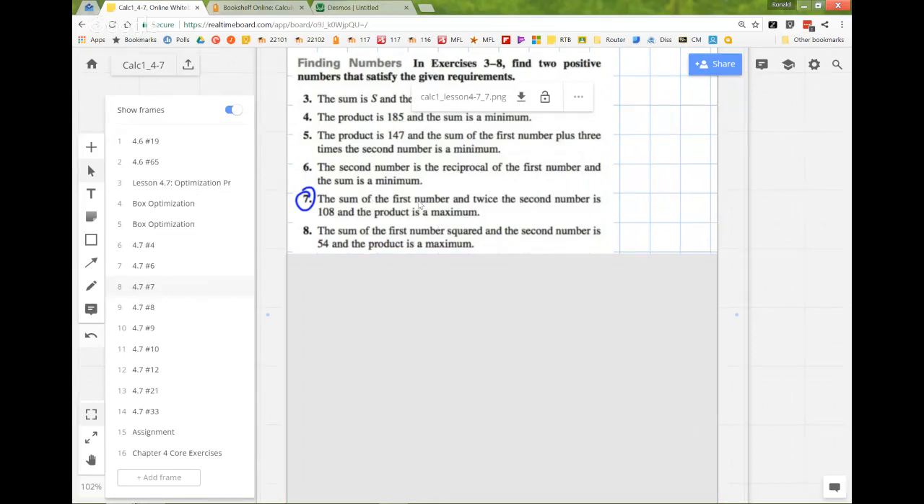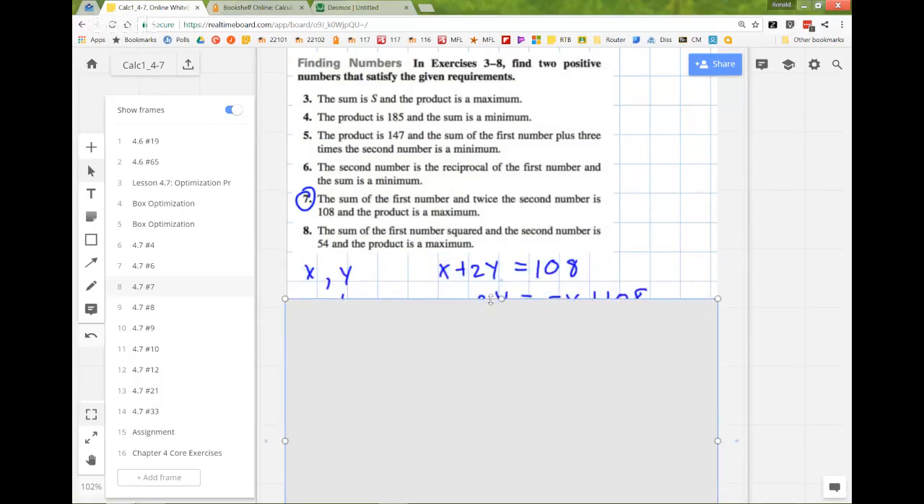All right, so the sum of the first and twice the second number is 108. So if we say the two numbers are x and y, the first, x, plus 2 times the second, 2y, equals 108. Now we don't want a y, so let's solve for y.